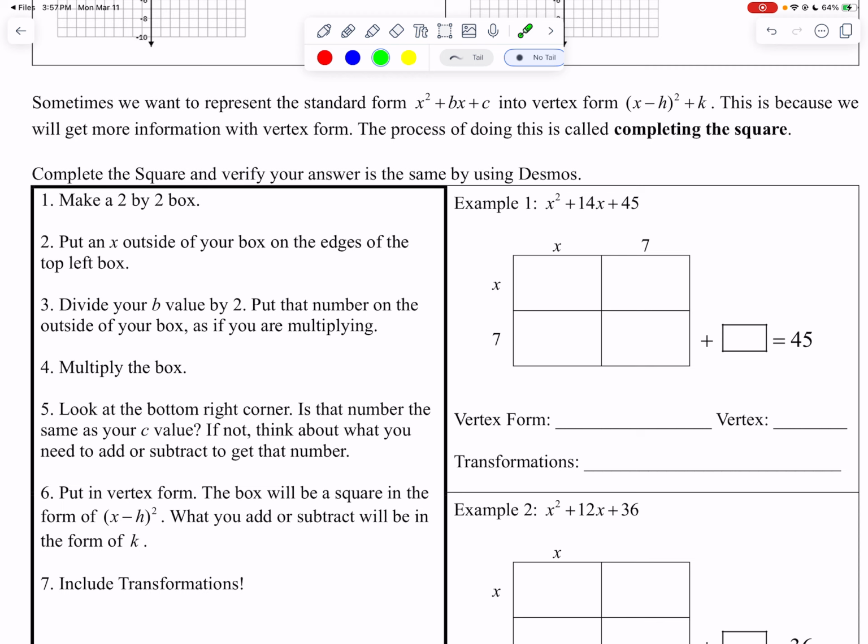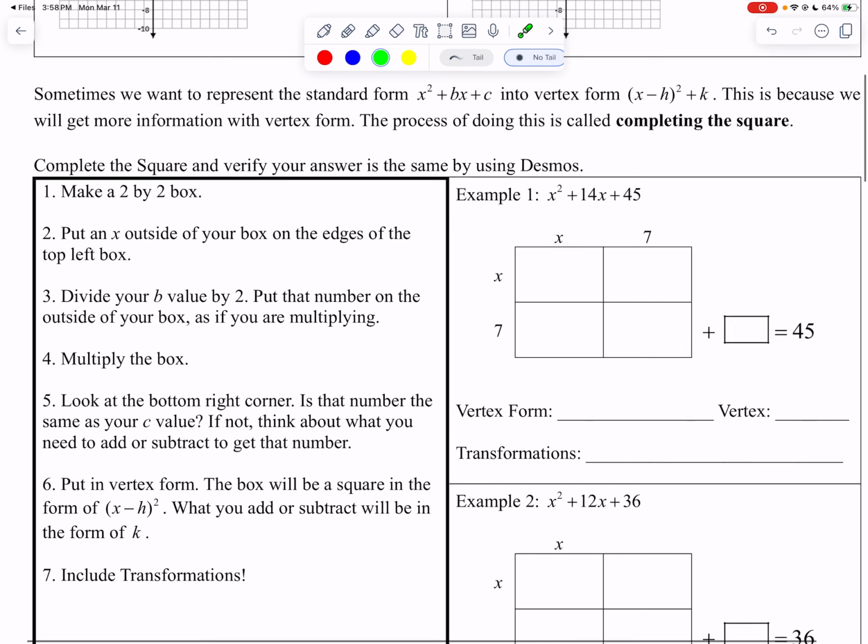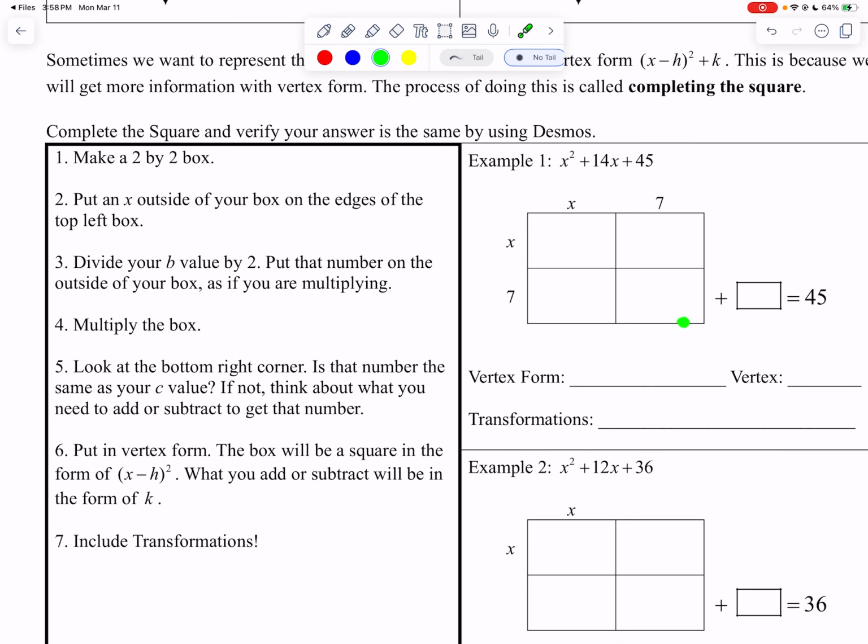So we are going to convert this standard form here into vertex form of a(x minus h) squared plus k. To do so, we are going to make a 2x2 box, which I already made for you here. Okay, so that's step 1, is to make a 2x2 box. Step 2 is to put an x outside of your box on the edges of the top left box. So here is my top left box. And here is an x right here and an x right here. So that's step 2.